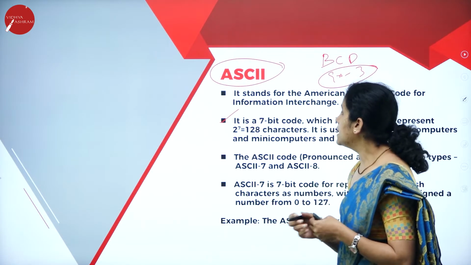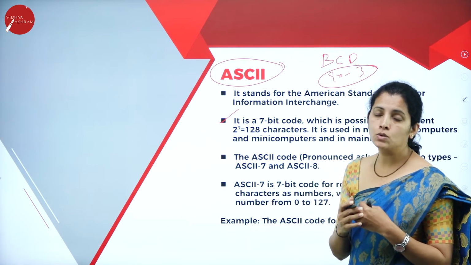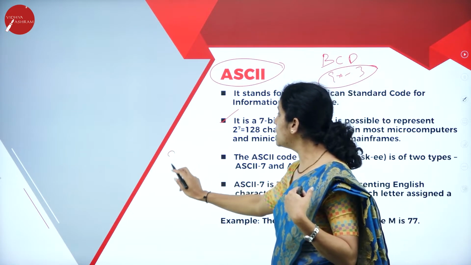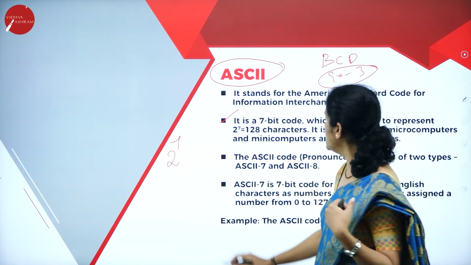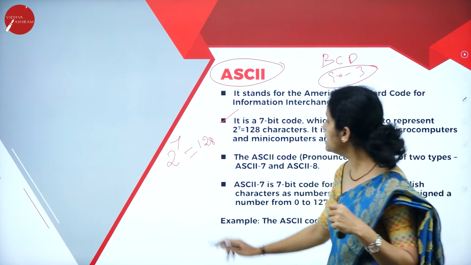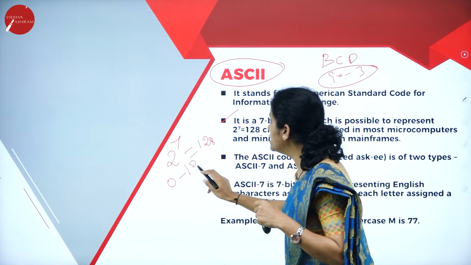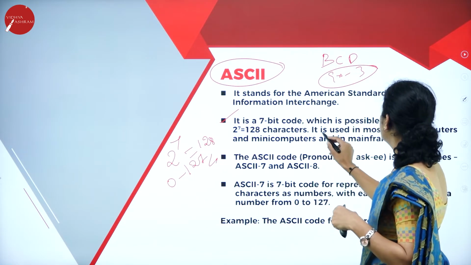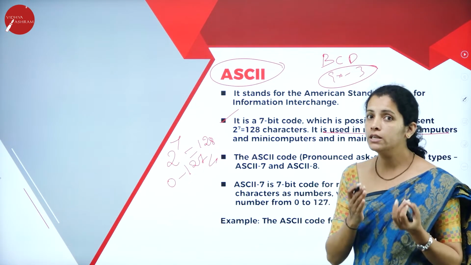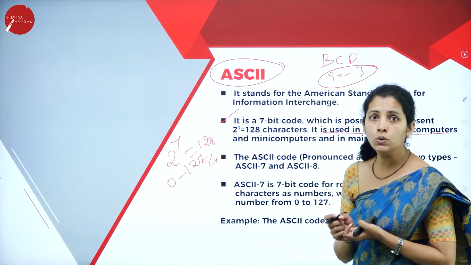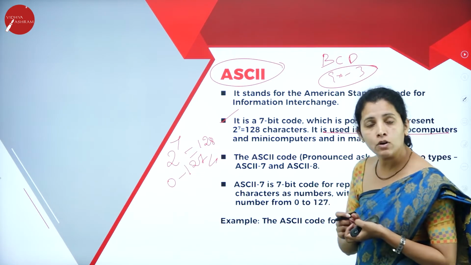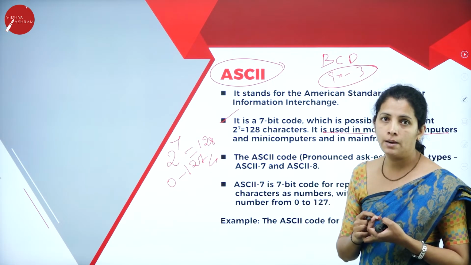So, it is nothing but a 7-bit code. So, what is ASCII here? That is nothing but a 7-bit code. That's nothing but 2 to the power 7. That means I can represent 128 characters. That is nothing but 0 to 127 characters, and it is used in most of the microcomputers and minicomputers. So dear student, this ASCII code is used by most of the minicomputers as well as microcomputers and mainframe computers.